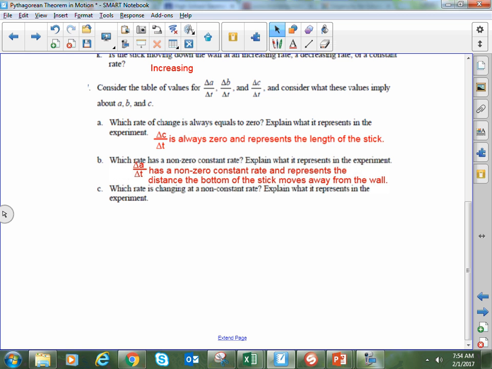And this part C, which rate is changing at a non-constant rate? Well, in this case, that one was delta B and delta T, the one we were just looking at, because the distance that it changes, or that it moves, increases over every 10-second interval. So it's not always going to be the same. At one point it was one distance, and the next point that it changed, the distance that it moved increased.